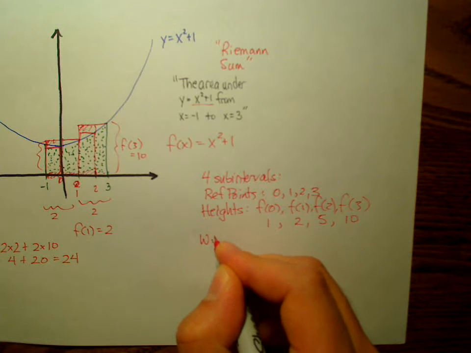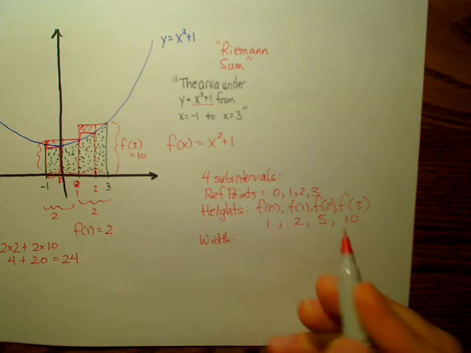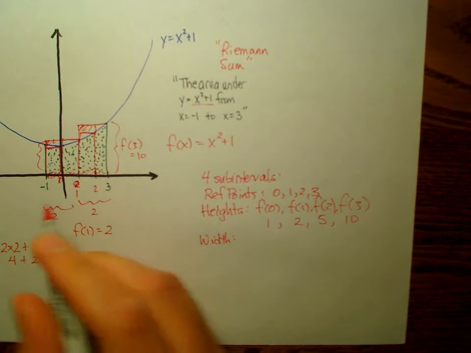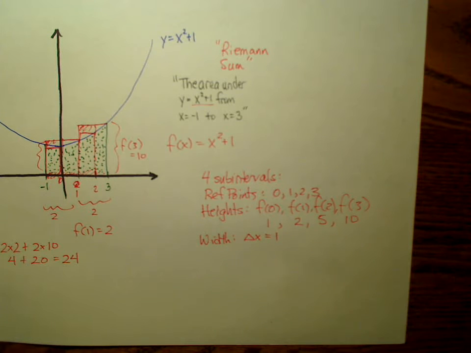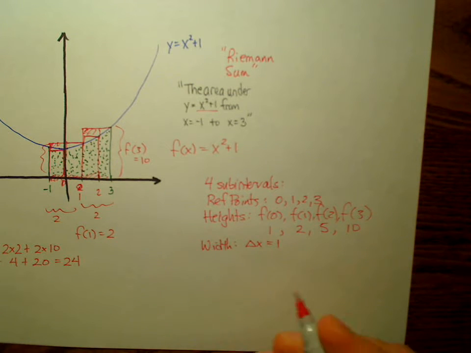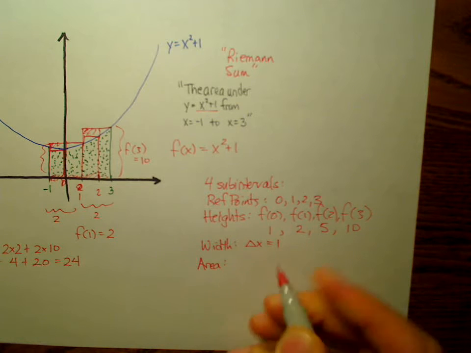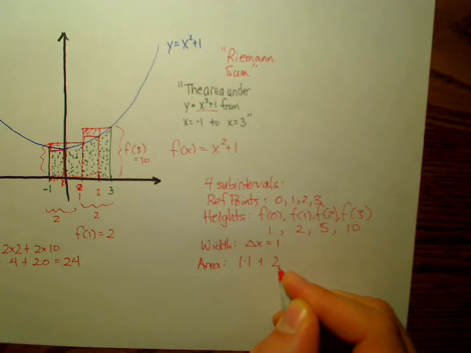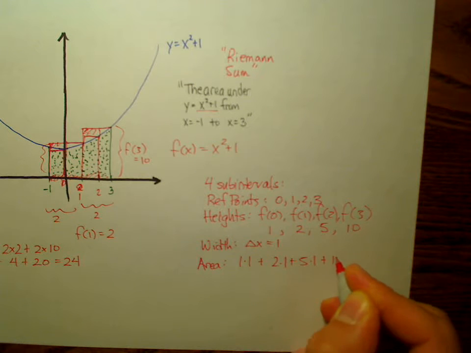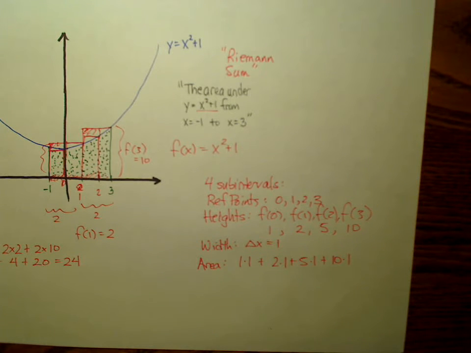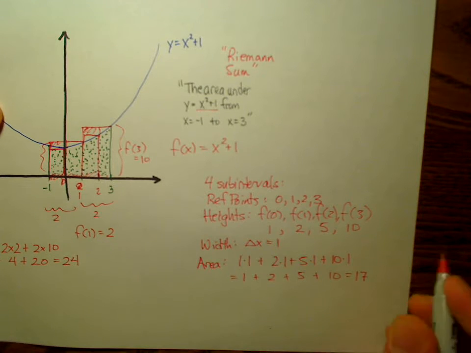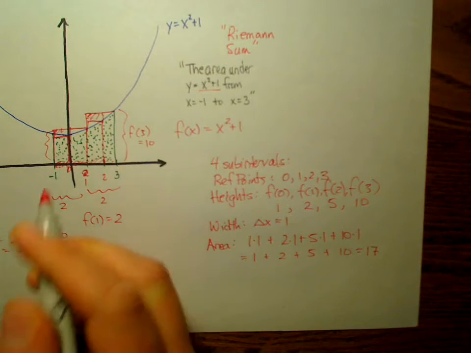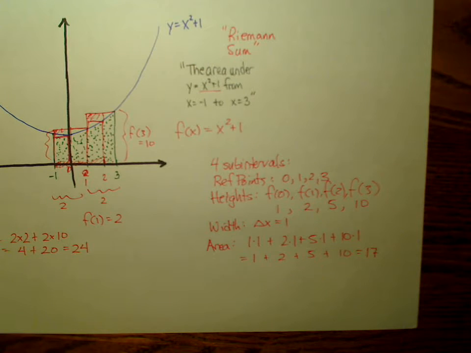Our width comes purely out of the 4 subintervals, and they're each width 1. We sometimes use delta x for that width. And so our areas of each box are 1 times 1, 2 times 1, 5 times 1, and 10 times 1, with those ones being the width. So 1 plus 2 plus 5 plus 10. And so now we're getting an estimate of 17, which is less than our area of 24 before, and probably a more accurate depiction. It's still too big. We can do it again.